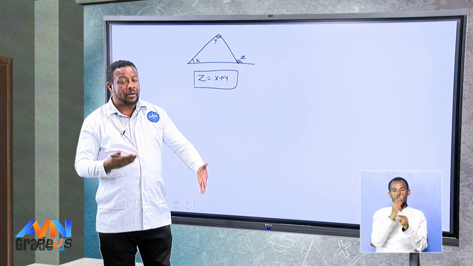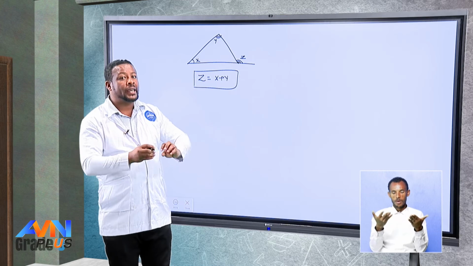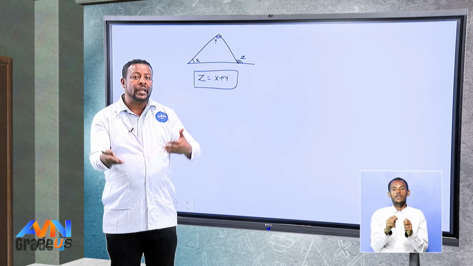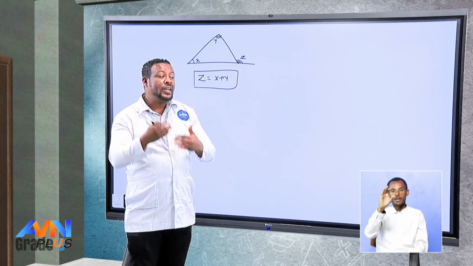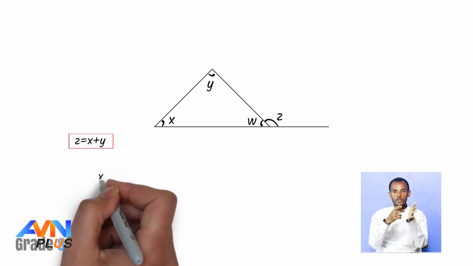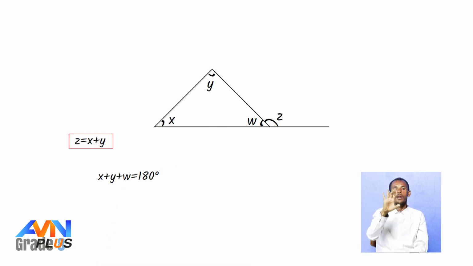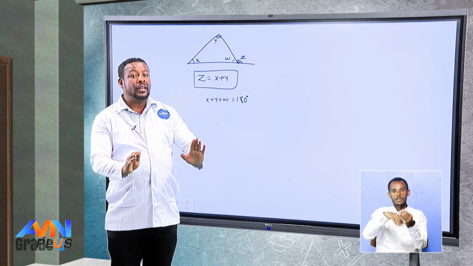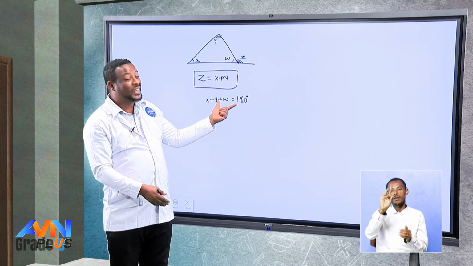To prove this theorem, we apply two different things. One is the concept of the sum of interior angles of a triangle. The other one is that the sum of a straight angle is 180 degrees. Roughly speaking, if you take this as w, clearly x plus y plus w is 180 degrees based on the sum of the interior angle theorem. The sum of the angles of any triangle is 180 degrees. From this, you can have this equation.